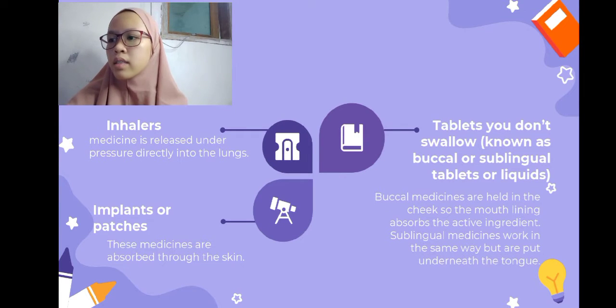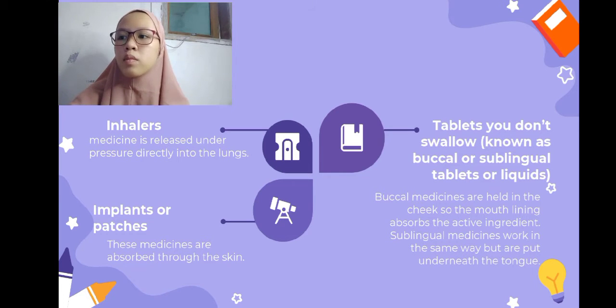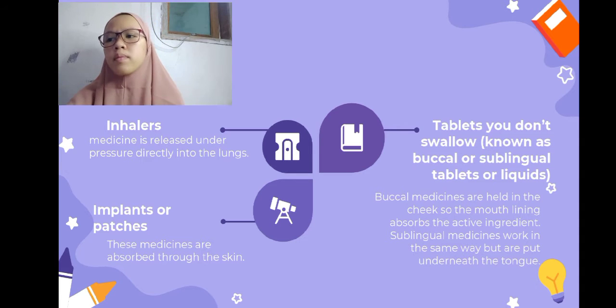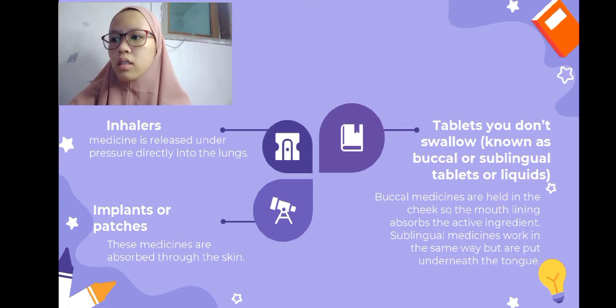And implants or patches basically absorb through the skin. And also tablets you don't swallow, known as buccal or sublingual tablets or liquids. Buccal medicine is held in the cheek so the mouth lining absorbs the active ingredient. Sublingual medicine works in the same way but is put underneath the tongue.